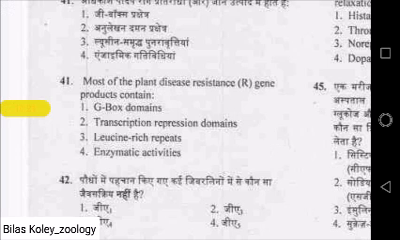Now we will discuss question number 41. Most of the plant disease resistance, that is R gene products, contain G-box domains, transcription repression domains, leucine rich repeats, and enzymatic activities. Among these 4 options, the right option is option number 3.